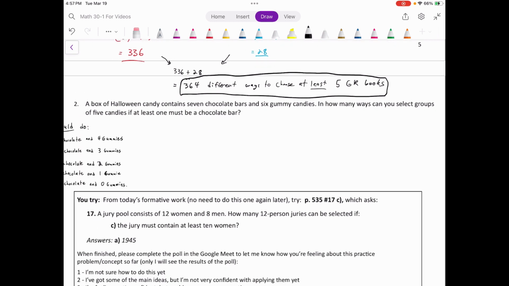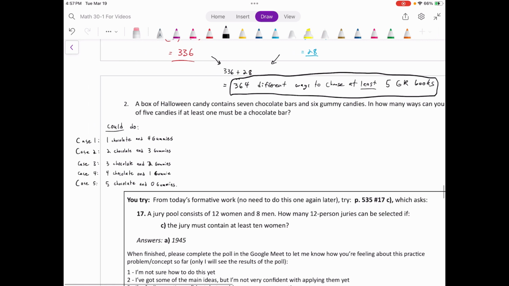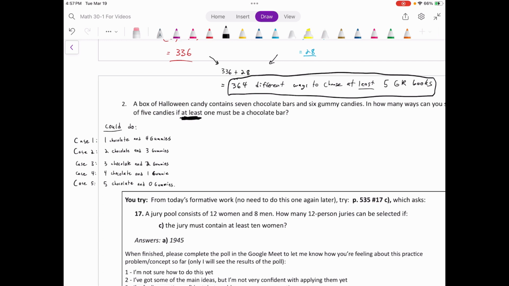So, a box of Halloween candy contains 7 chocolate bars and 6 gummy candies. In how many ways can you select groups of 5 candies if at least one must be a chocolate bar? Okay, so if we think about this, right, at least lets us know typically that there's probably going to be multiple ways we could do this, right? Multiple cases to consider. However, if we look here, right, we definitely could do this. At least one chocolate bar. So we could say 1 chocolate, 4 gummies, right?